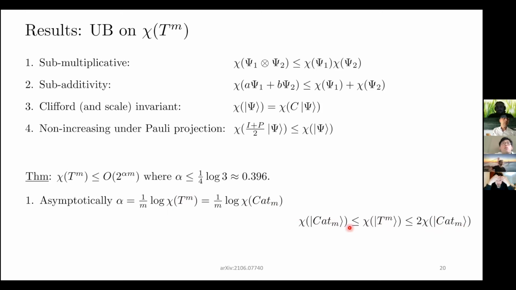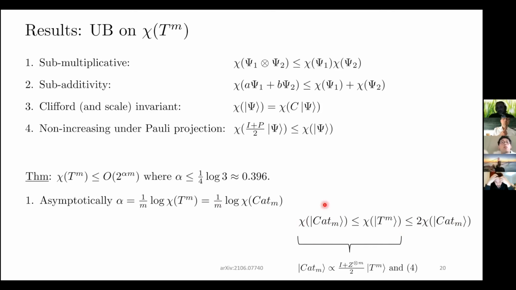And if you believe this, then this statement is kind of clear because when you take the logs, this ends up being plus 1. And then when you divide by M, asymptotically as M goes to infinity, the difference between these two ends goes to 0. And so they're all the same. Okay, so now we just need to show this equality.